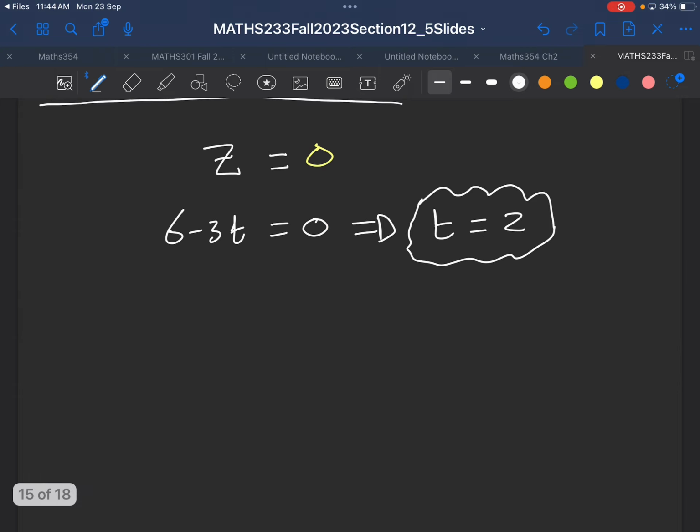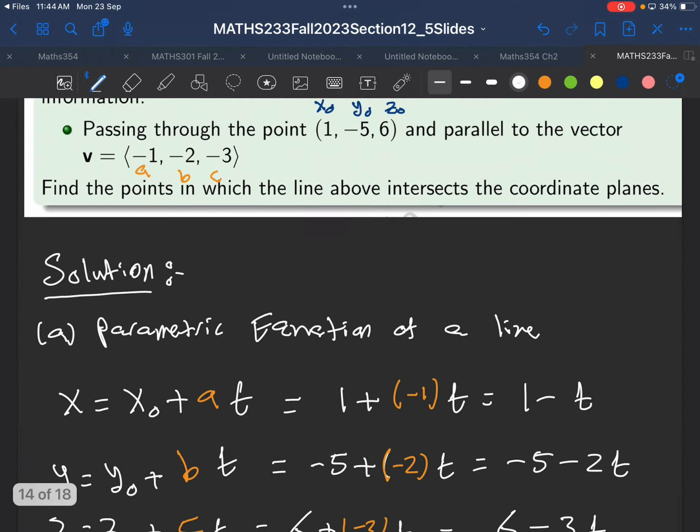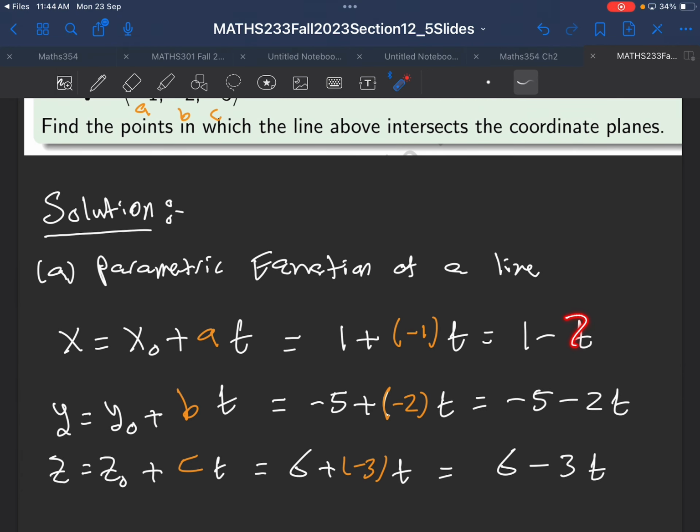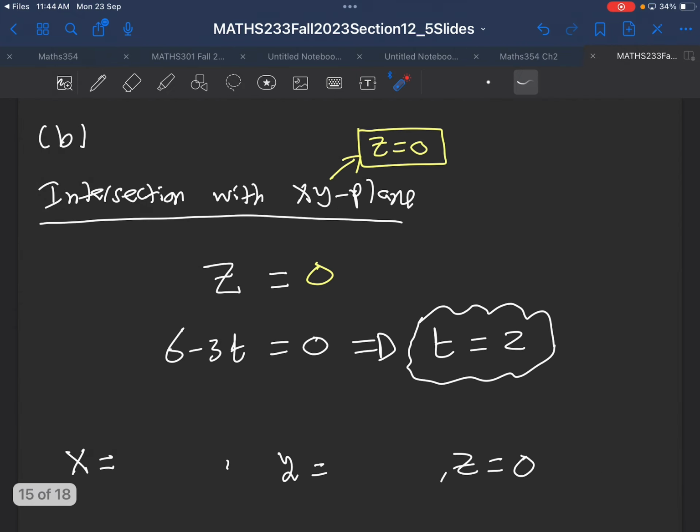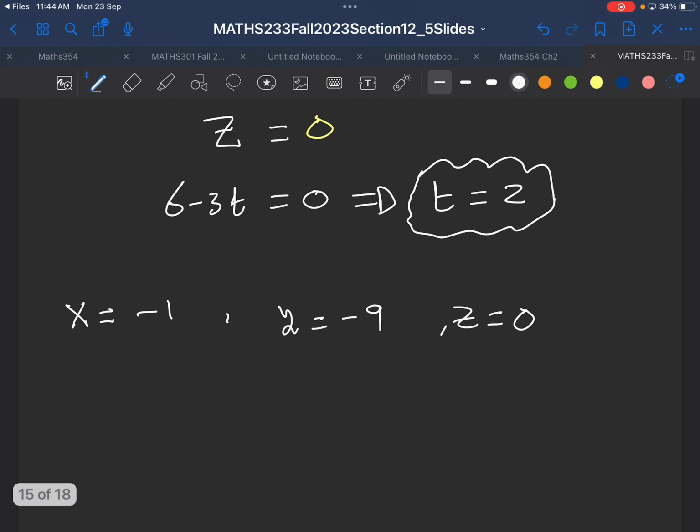Now, if we find t equal to 2, you need to tell me what is x, what is y, and what is z. Of course, z without doing anything, I know it should be 0. Now, how much x? We go back to the previous page and we substitute 2 instead of t. How much we get? Negative 1. Same thing here, we substitute 2. What do we get? Negative 9.